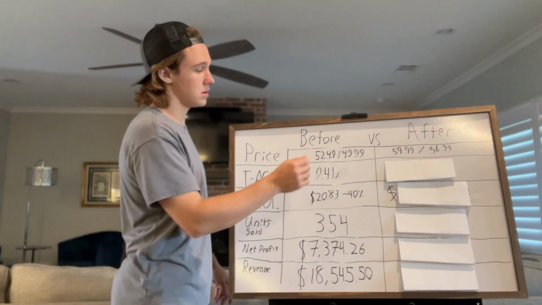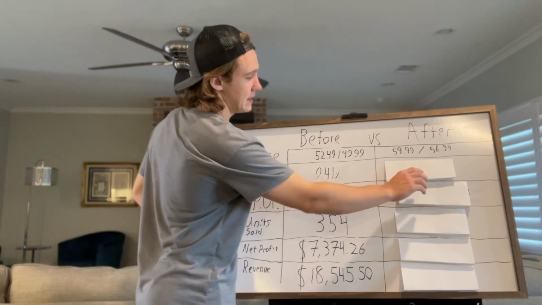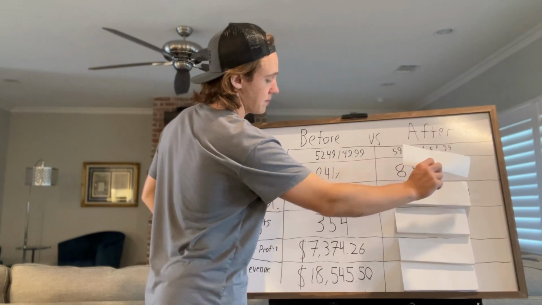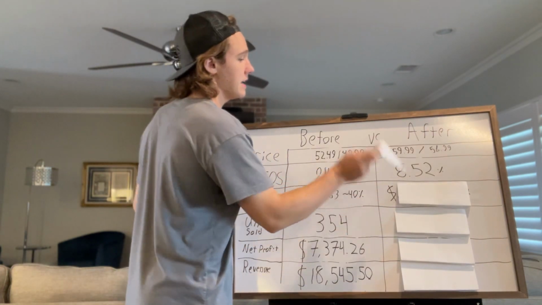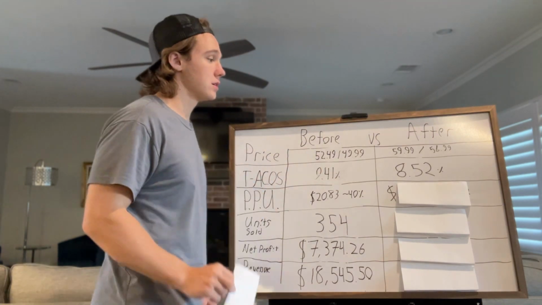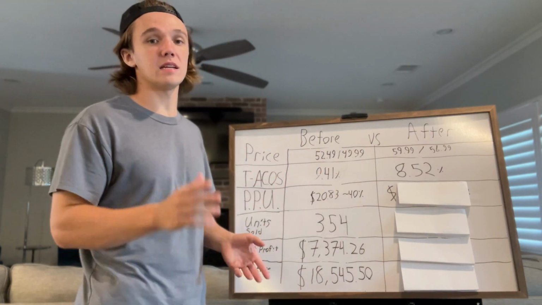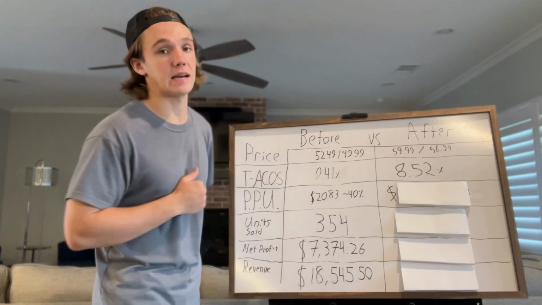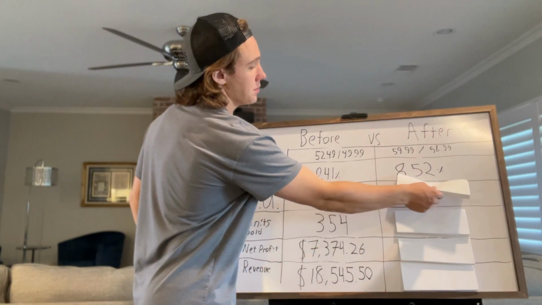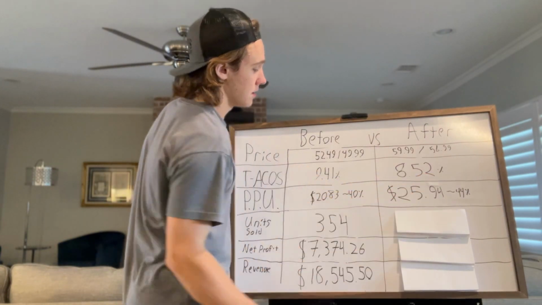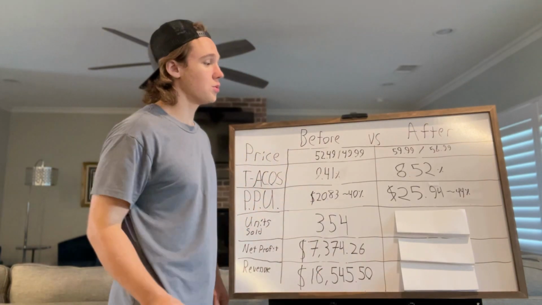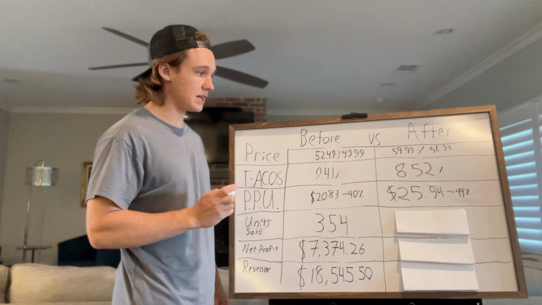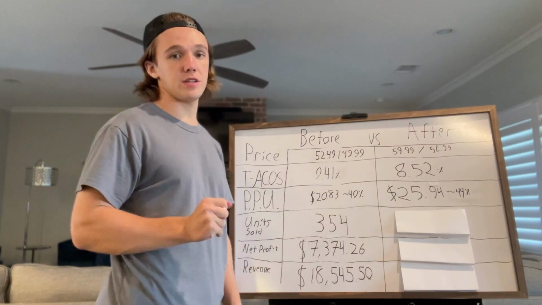Nothing huge, a total of a $7.50 and $7 increase. And this led to our total ad cost going from 9.41% to 8.52%. So the amount we spend per sale is a lower percentage, but a higher total because the price is higher, which led to our profit per unit going from $20.83 to $25.94, which is around a 25% increase and a 10% increase in margin.